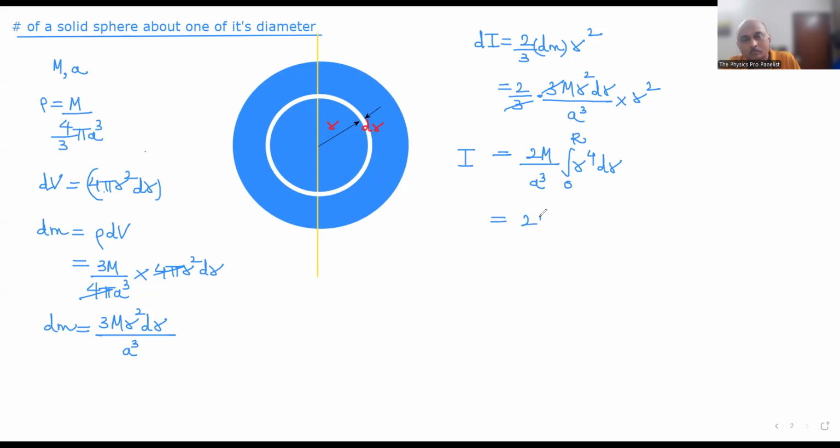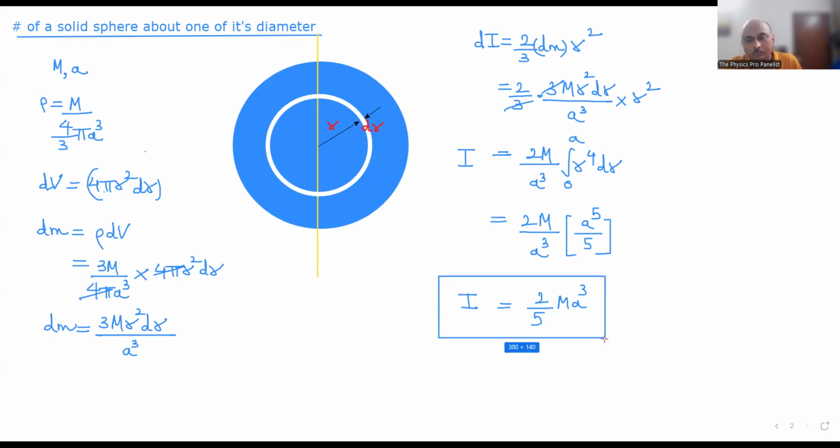Yes sir. Sir, it will be integrated from 0 to A. Yes, 0 to A. So this is 2 by 5 M A cube. Is this clear to everyone? Say yes or no. Yes sir. Write it down quickly.